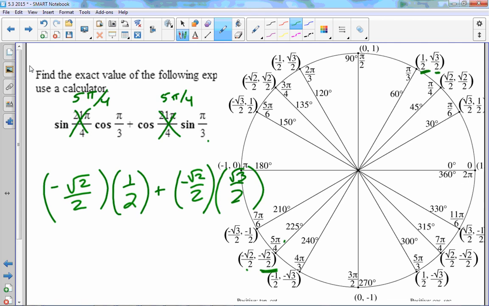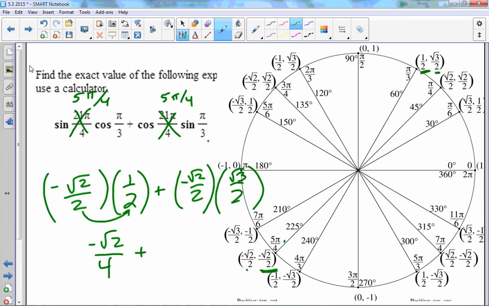Okay? Now, this is where everybody gets this part, but then they mess something up. I was helping Callie with a question last period, and she did negative square root of 2 over 2 over 4. Because when I multiply, do I keep those the same? No, you multiply them. So it should be square root of 2 over 4. All right, now let's do plus.